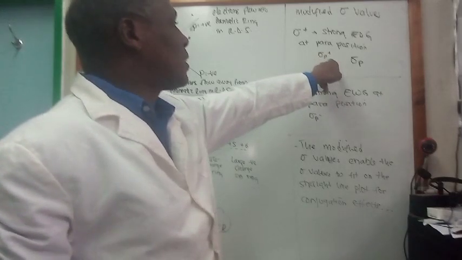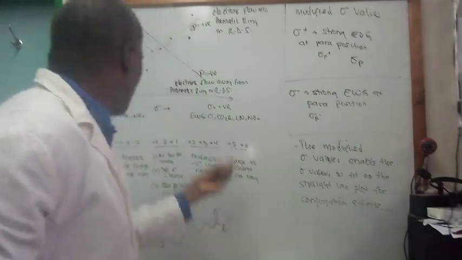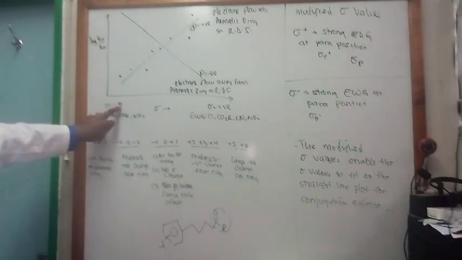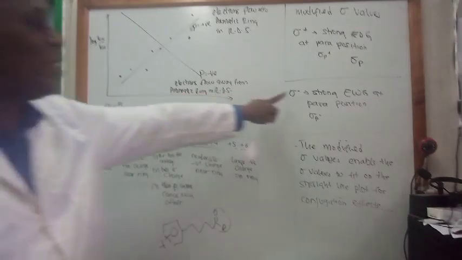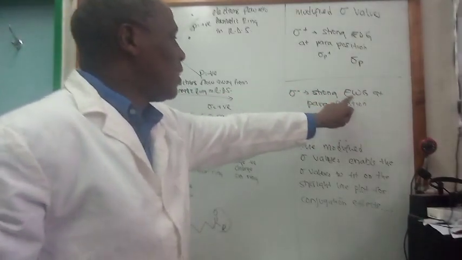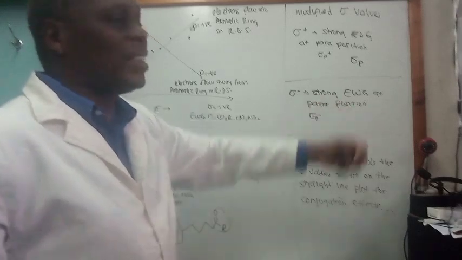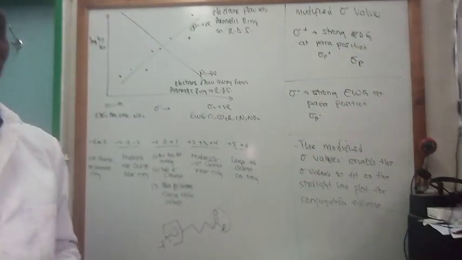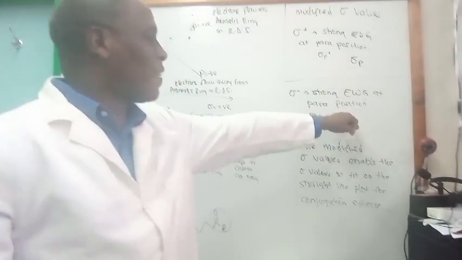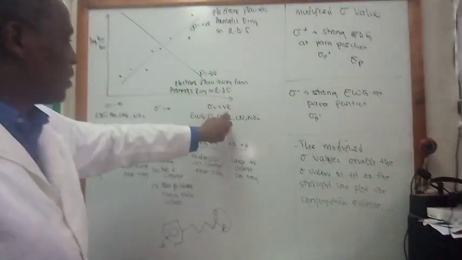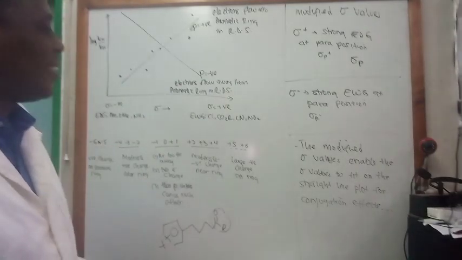So the sigma plus values for the para position which are electron donating are going to be negative. How about the ones for the electron withdrawing group? In this case, you have a group which is withdrawing electrons, so those sigma values are going to have positive values. Is that clear?